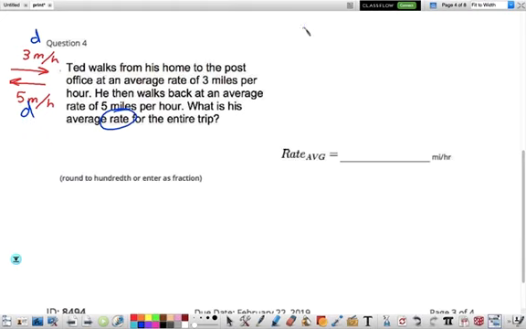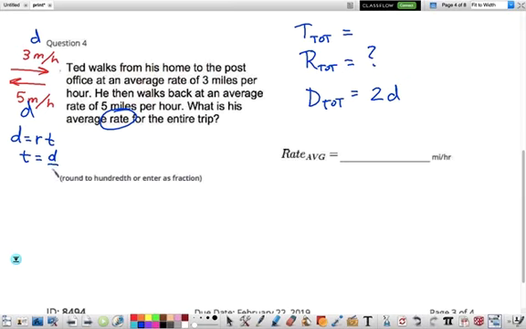Average rate. So let's look at the totals. Total for time. Total for rate. Total for distance. Total distance, that's the easiest one: 2d. Rate, that's what I'm trying to find. Time, that means I come back over here because they didn't tell me anything about time. Well, d equals rt. That means t equals d divided by r.